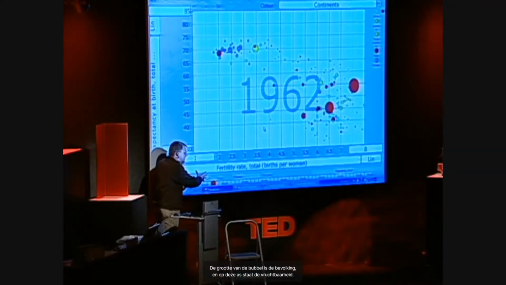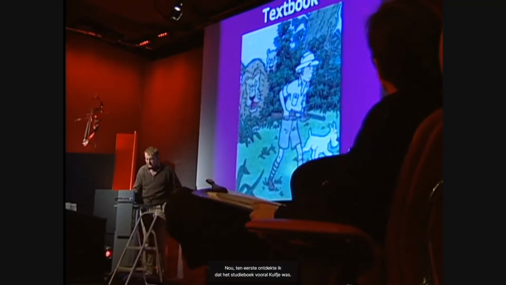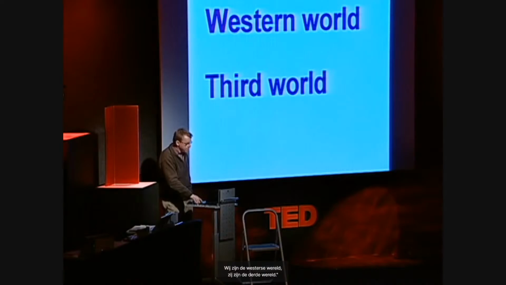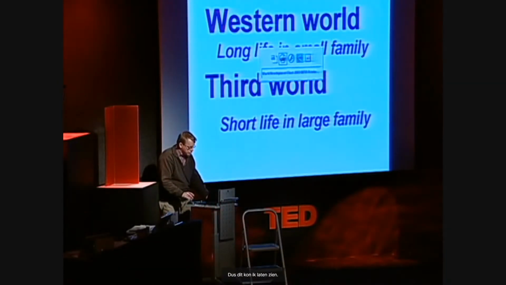And on this axis here, I put fertility rate. Because my students, what they said when they looked upon the world, and I asked them, what do you really think about the world? Well, I first discovered that the textbook was Tintin mainly. And they said the world is still we and them. And we is Western world, and them is third world. And what do you mean with Western world? I said, well, that's long life in small family. And third world is short life in large family. So this is what I could display here.